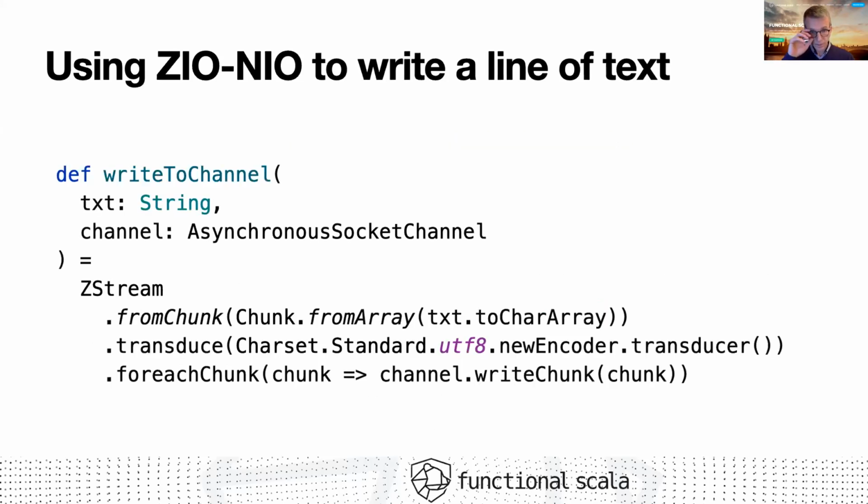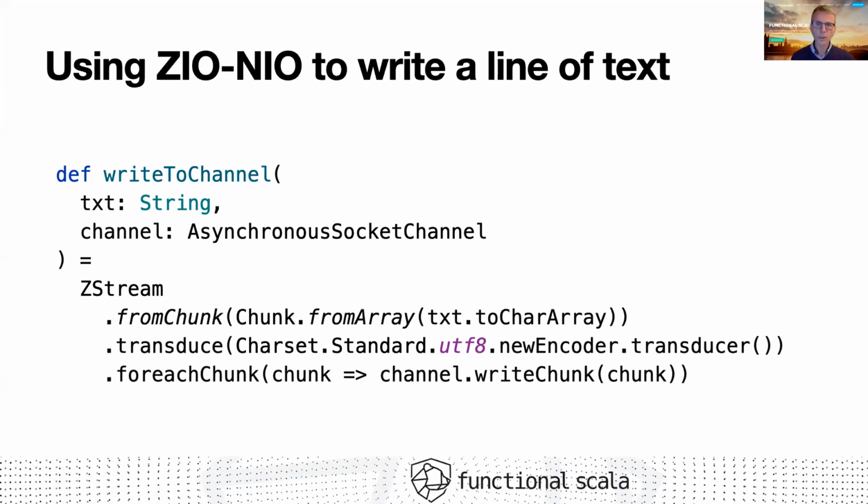Now, the other way around is very similar, how to write a line of text. So with the same type of channel, you can pick up the text, which is entering here as a string, get a character array out of it, and then also push that through a transducer to change it into bytes. And then using this for each chunk, you can write it in chunks, in parts of the whole stream into the channel.